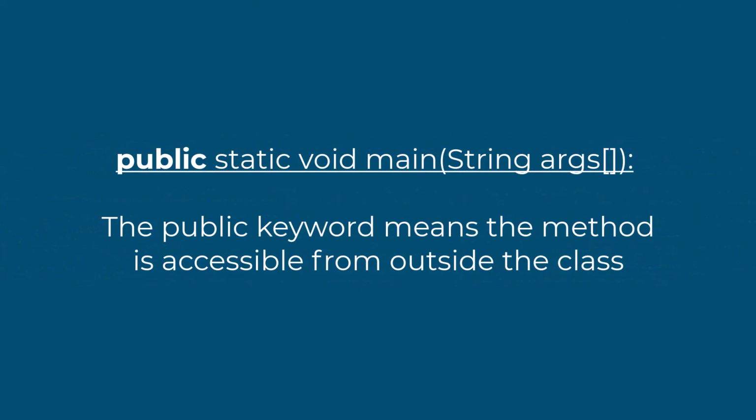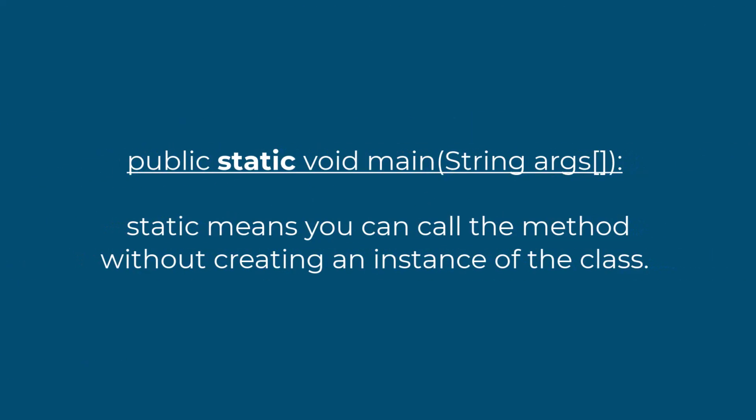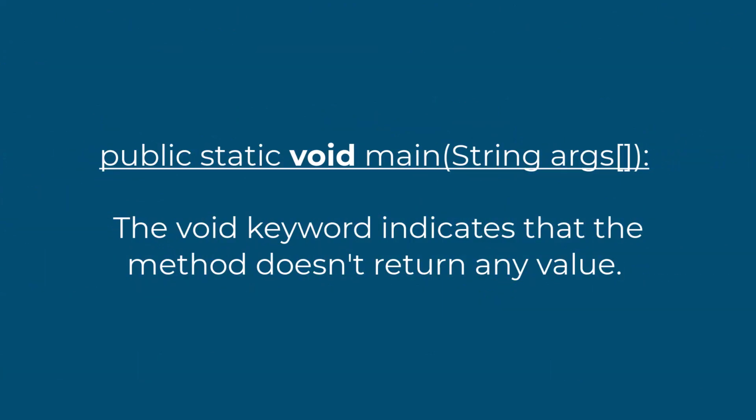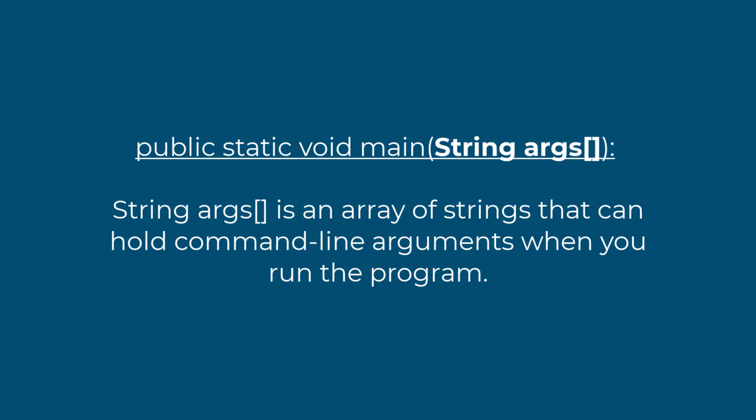And here you can see the public keyword is there. It means that the method is accessible from outside of the class. And next you can see the static keyword is there. It means you can call the method without creating an instance of the class. And the void keyword indicates that the method does not return any type of value. And after that, in the brackets you can see String args. It is an array of strings that can hold command line arguments when you run the program.